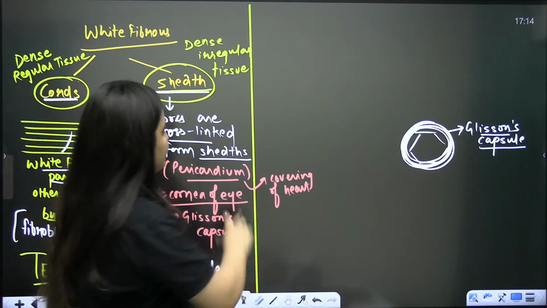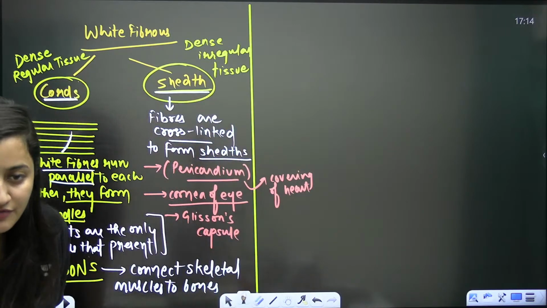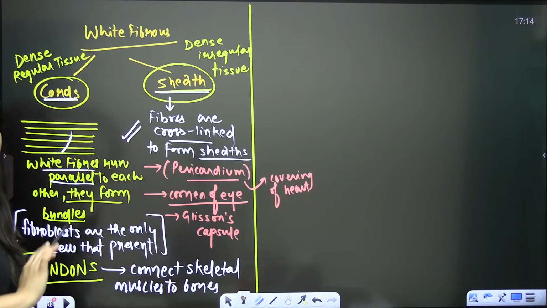Okay, so that is also the example of dense irregular connective tissue. Clear? So which fibers are there? Mainly the white fibers are there.